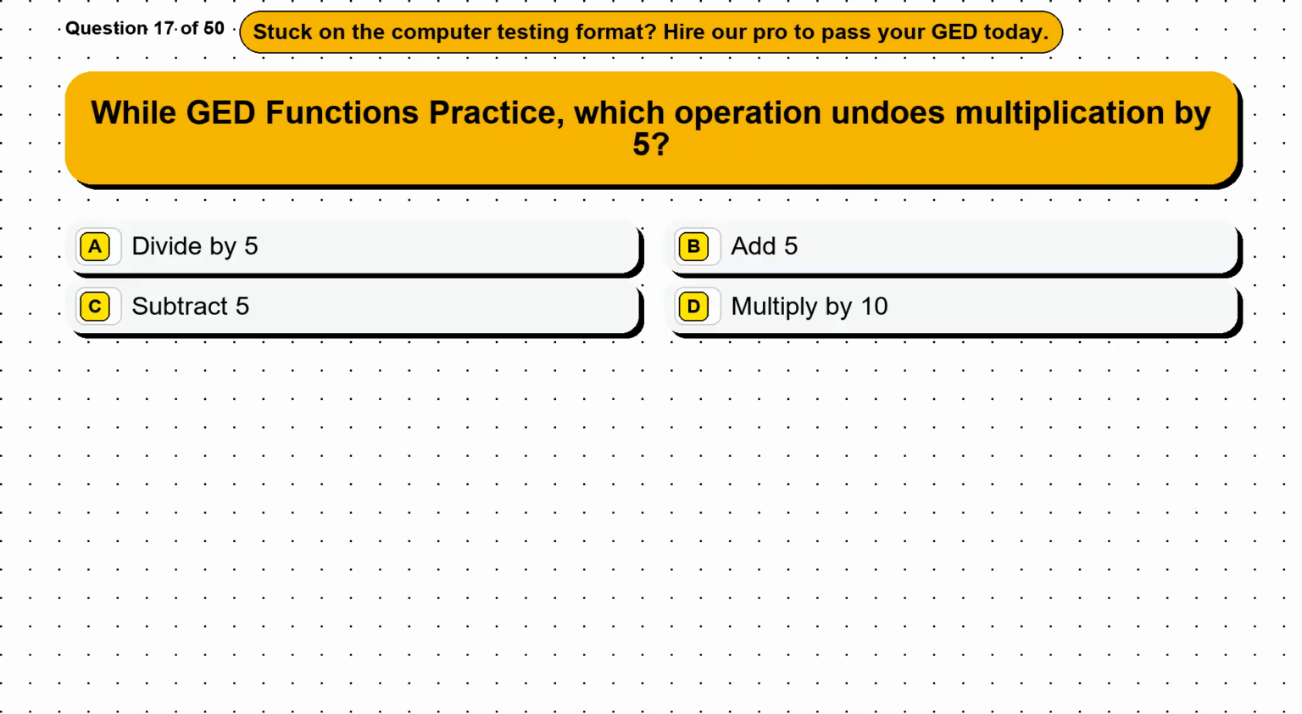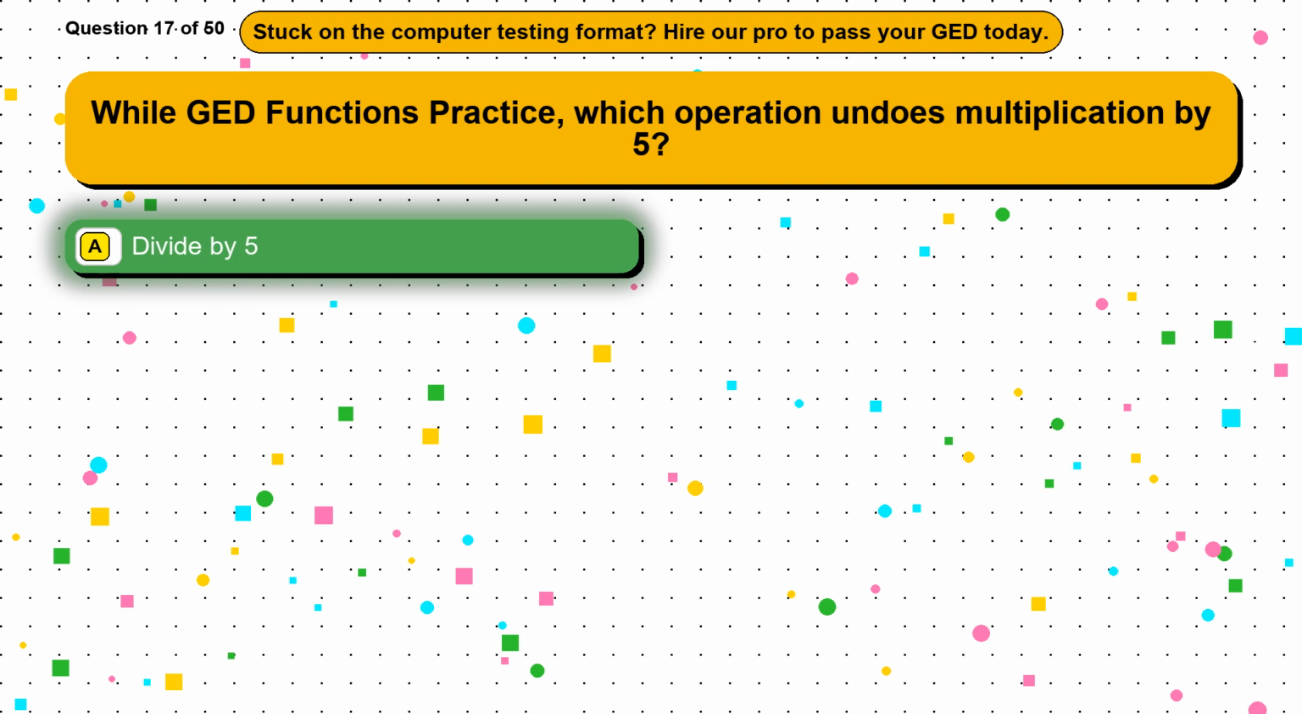Question 17. While GED functions practice, which operation undoes multiplication by 5? Option A, divide by 5. Option B, add 5. Option C, subtract 5. Option D, multiply by 10. The correct answer is option A.